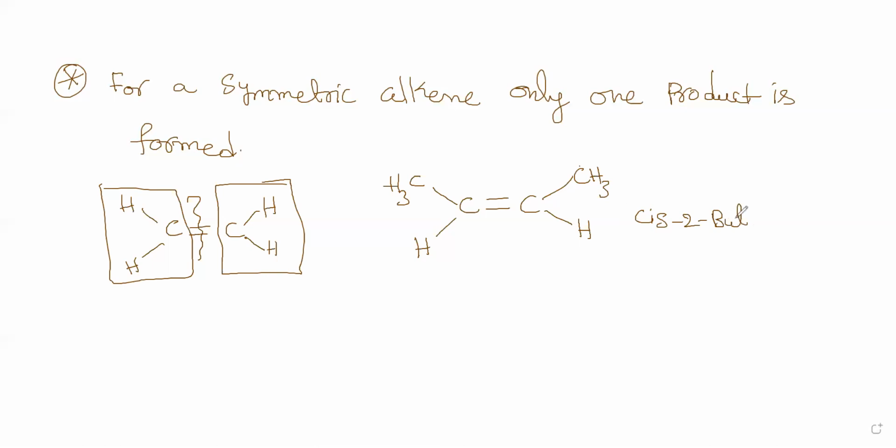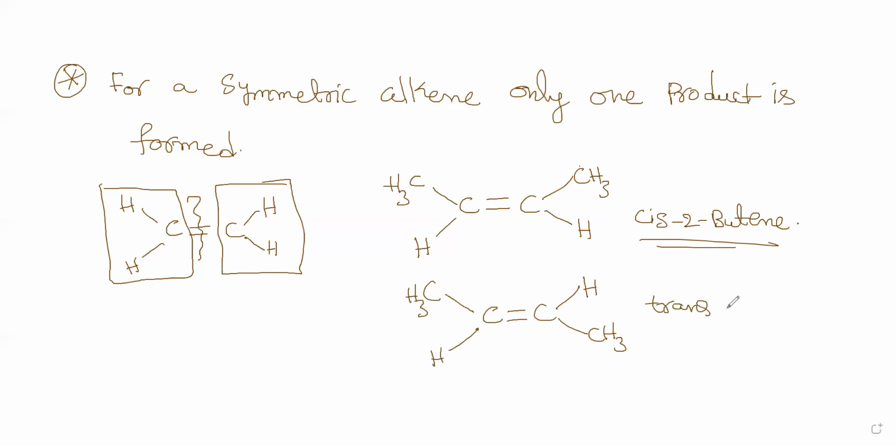Cis-2-butene, because both the CH3 are on the same side. And again, if you have, like, this is my trans-2-butene, because both the CH3 are on the opposite side, we write this as trans-2-butene.